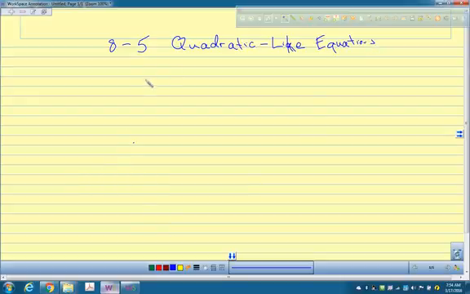So if you see something that looks like this, x to the fourth minus 13x squared plus 36 equals 0, okay? All of these kind of work the same way, okay? You do something called U substitution, okay?